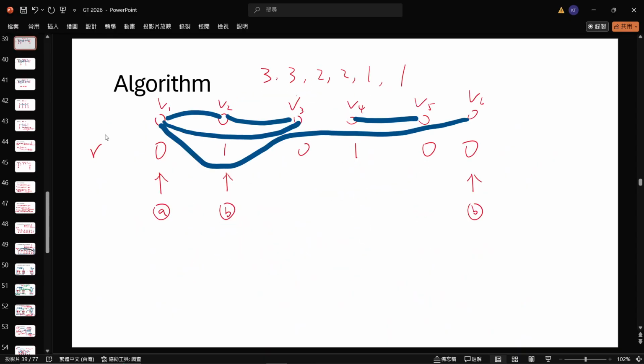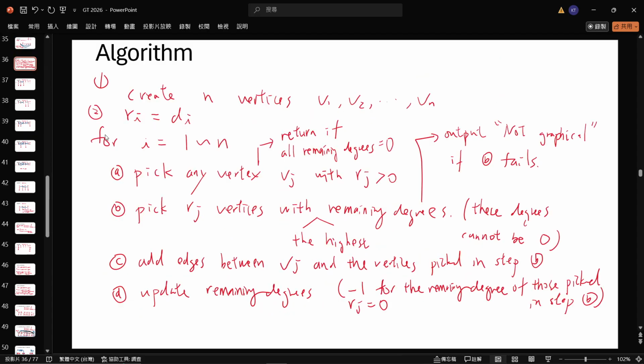Okay, so today we're going to modify this algorithm a little bit. Let's first recall the details of the algorithm. First of all, recall that the input for the problem is just a degree sequence, so you have a series of degrees. Given the series of degrees, we immediately know how many vertices we need, okay? So we first create the desired number of vertices. That's step one.